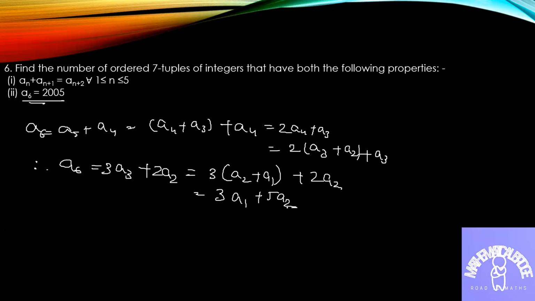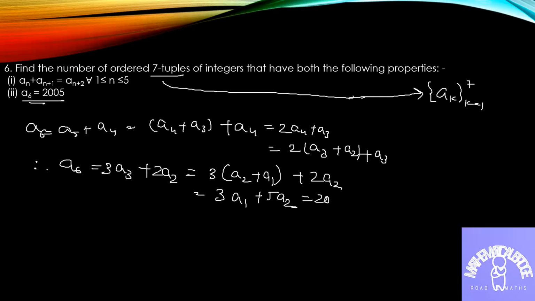Okay, so actually this can be denoted by ak, k starts from 1 to 7. This 7 tuple can also be given by a mathematical expression. This type of mathematical expression actually means the 7 tuples of integers, of course. So also take it as a note. Yeah. So now we get this is equal to 2005. A bit of number theory we can use. See one thing, 2005 is divisible by 5.